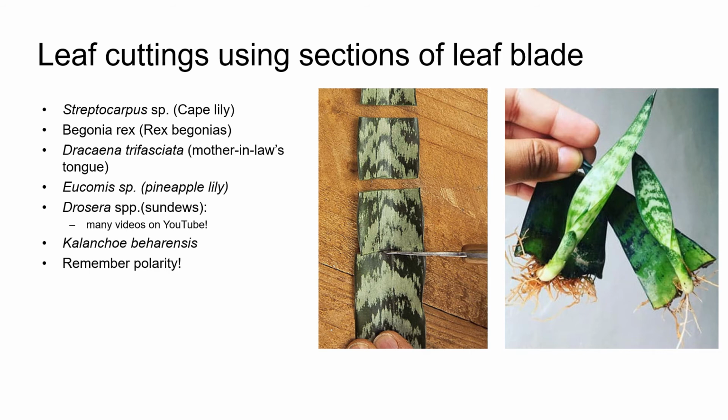In the photo, you can see a leaf from mother-in-law's tongue being cut horizontally into sections about 2 to 2.5 inches long. These sections are then planted to about half their length in a freely draining porous substrate. And it'll take about 4 months to produce a plantlet about the size of the one in the photo on the right.